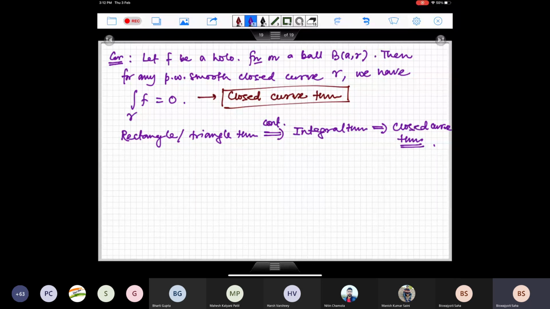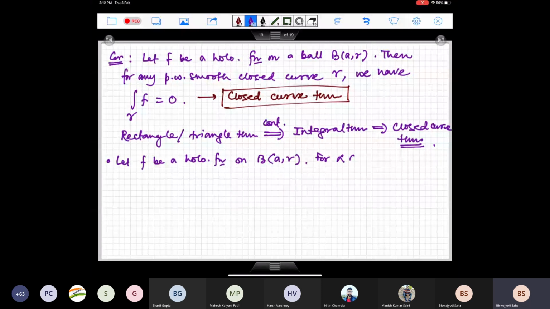Okay, so let's see what I mean by all this. Fine. So let f be a holomorphic function on some closed ball. Okay, then for alpha, what is going on?